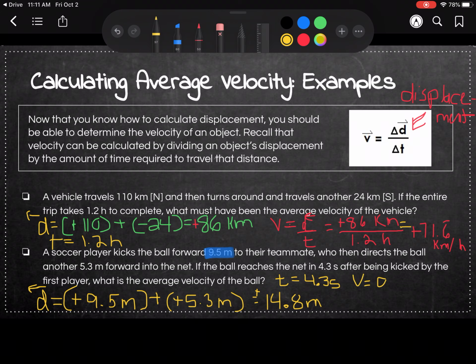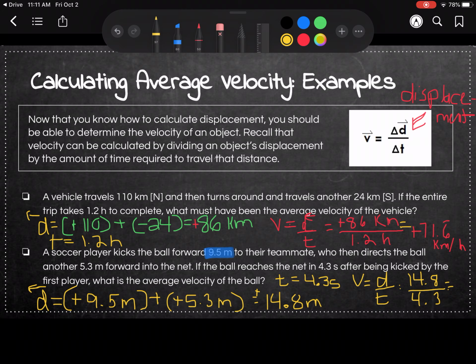Now we can use our formula. v is equal to d over t. And I'm going to put 14.8 divided by 4.3. So if I do that out on my calculator, that will give me my average velocity. I do that out on my phone and I get 3.44.